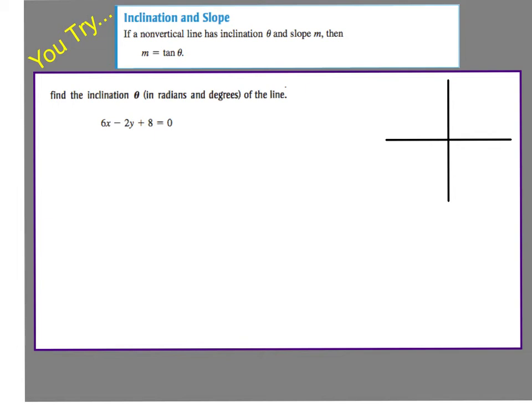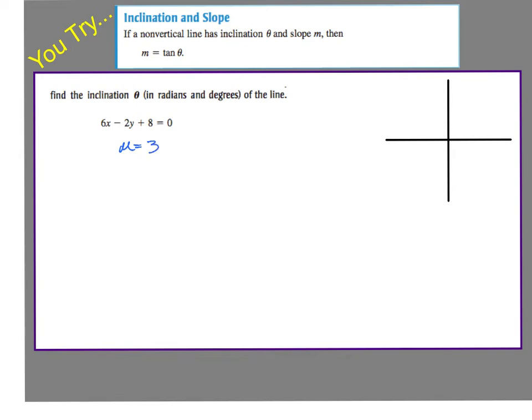I'd like you to do this one. So find the inclination in radians and degrees of 2x minus 2y plus 8 is equal to 0. Help me out. What's my slope? 1/3. Nope. All right. 3. My slope is 3.